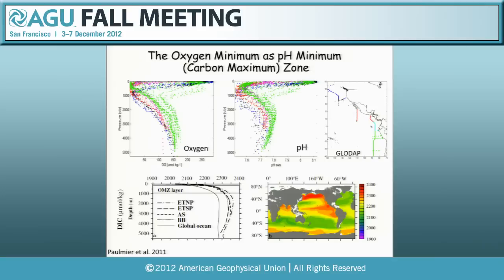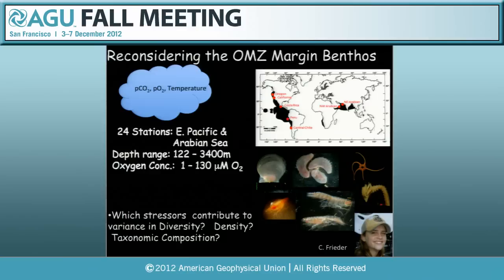With increasing interest in the role of CO2 in the ecology of the ocean, I've tried to reconsider how we might think about oxygen minimum zone benthos. I've worked with my student Christina Frieder to go back and retrospectively look at oxygen minimum zone cross-margin benthic transects.